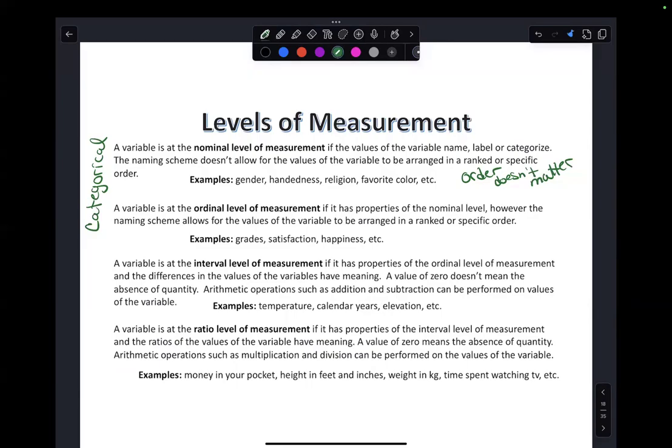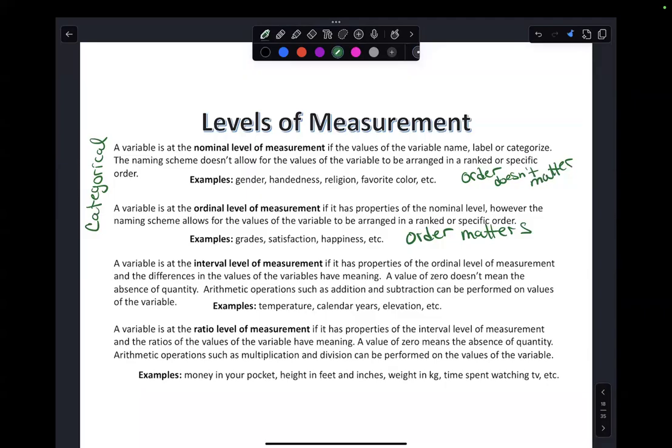With ordinal, order does matter. Grades go either A, B, C, D, F, or they go up or down, whichever, but they have a specific order. So with ordinal, order matters. When you're talking satisfaction rating, those little things where you're clicking a box, it would go extremely dissatisfied, neutral, satisfied, extremely satisfied. It's going to have an order to it.